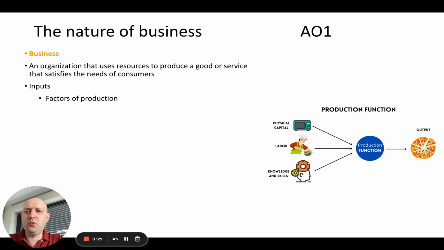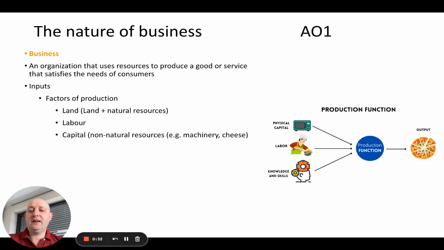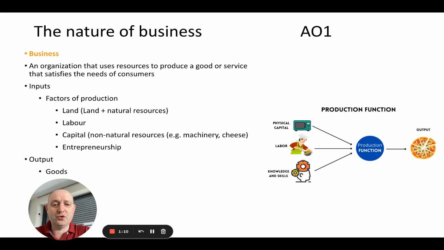So firstly, what is a business? The actual definition of a business is an organization that uses resources to produce a good or service that hopefully satisfies the need of customers. As you can see on the right, this summarizes what a business does through the production process. A business takes what are called factors of production or resources. Factors of production is more of an economics term, but we do use it in business. We use inputs, put them through the production process, and that gives us an output. And just to specify, an output can be a good or a service.